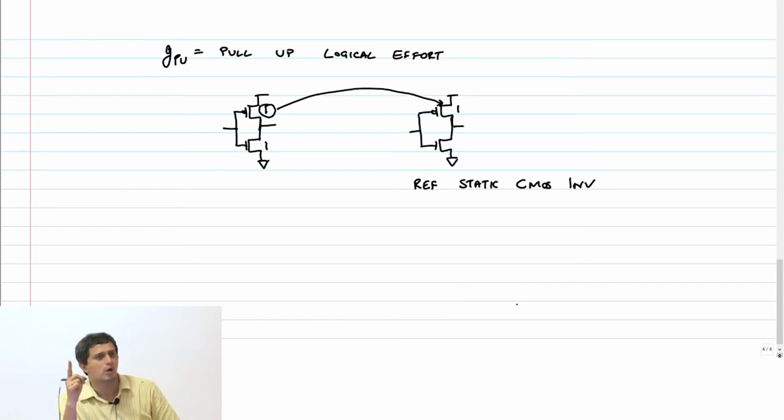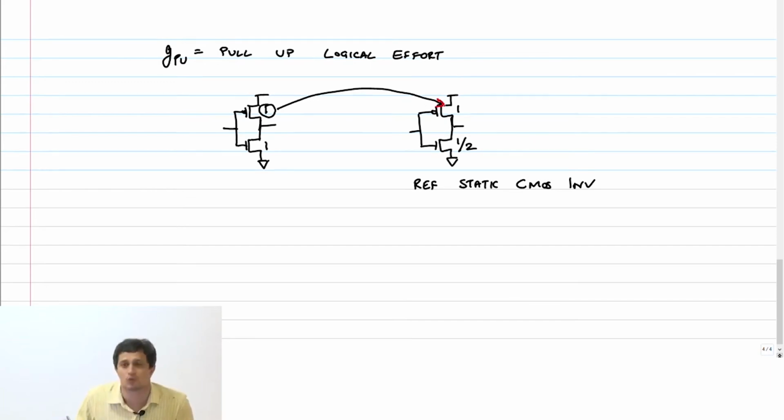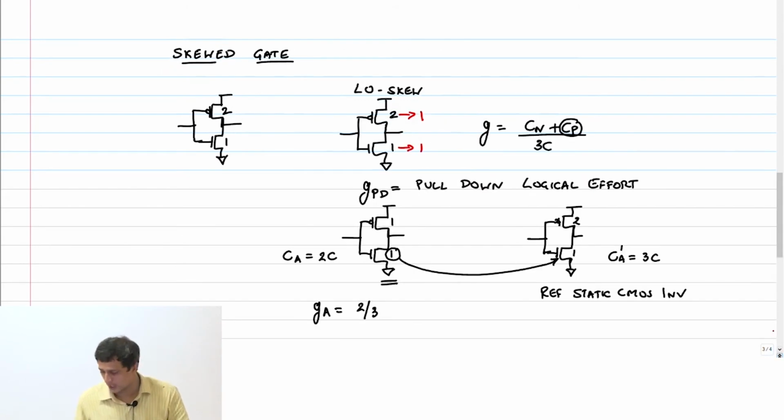Reference symmetric static CMOS inverter. If the PMOS is 1 and I want this to be a reference symmetric static CMOS inverter, what should the NMOS be? Half. Only then will the pull up and pull down strength be the same. In the previous case, because I was looking at pull down, I first calculated this, then this told me that PMOS should be 2. So get that direction right. You have to fix one transistor and then get the other one according to the symmetric constraint that we have.